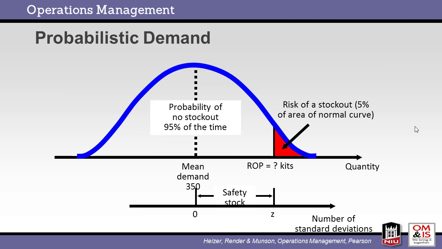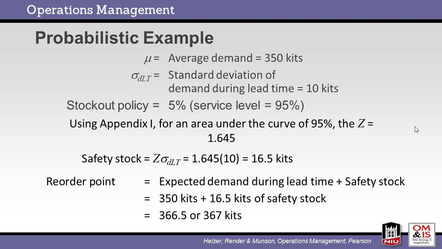We are using a normal curve with a mean of 350 units to predict demand. We first set an expectation that 95% of the time we will be able to meet customer demand. Thus, the risk of a stockout is 1 minus 95%, or 5%. The safety stock level is the quantity of material above the mean necessary to meet this probabilistic service level.